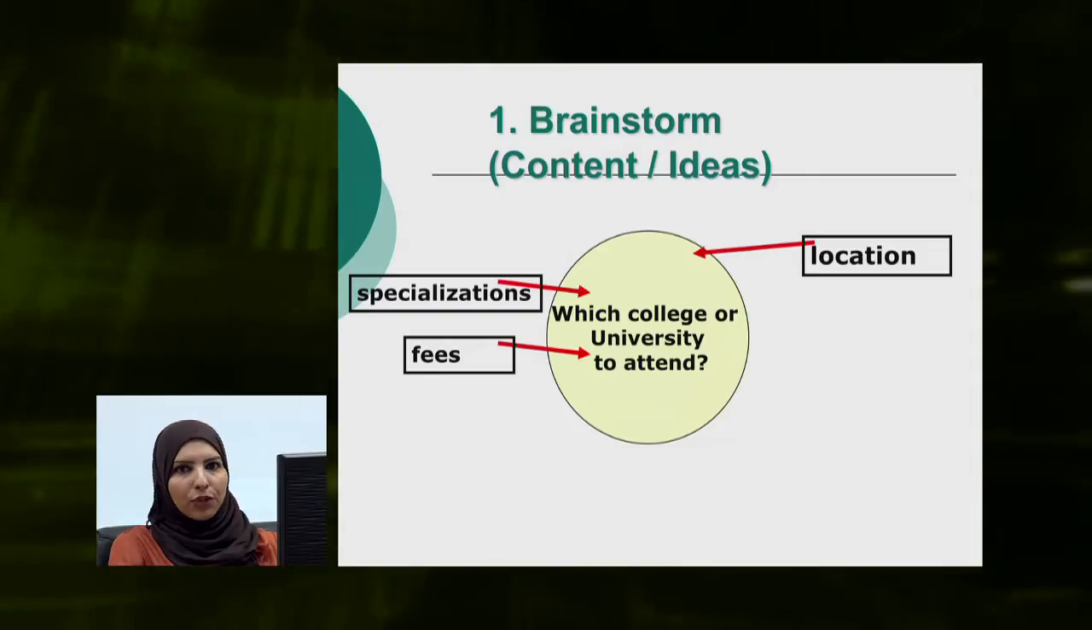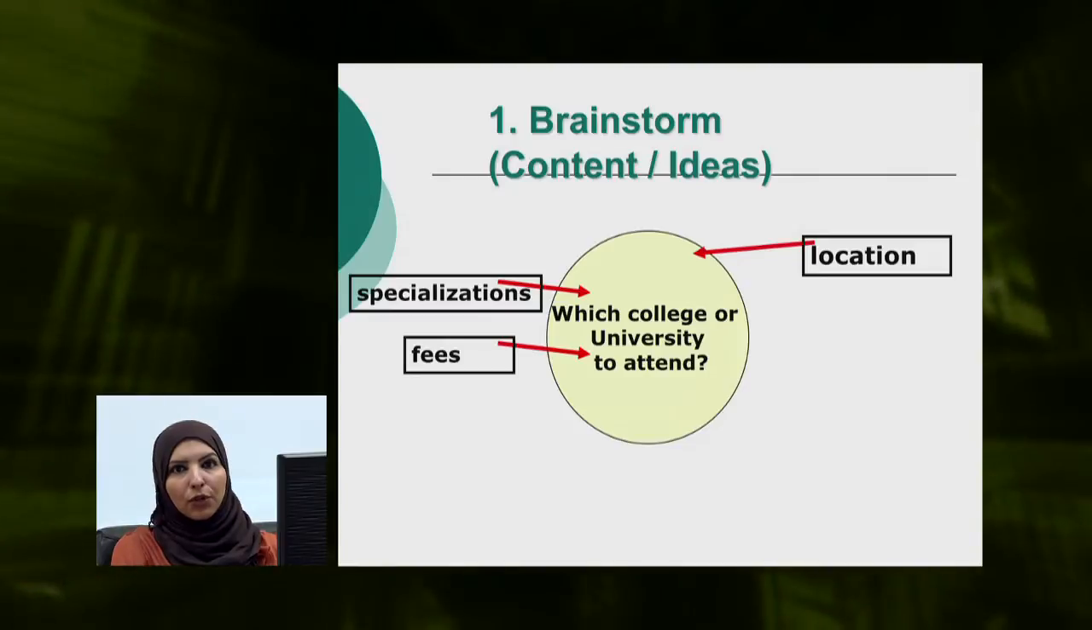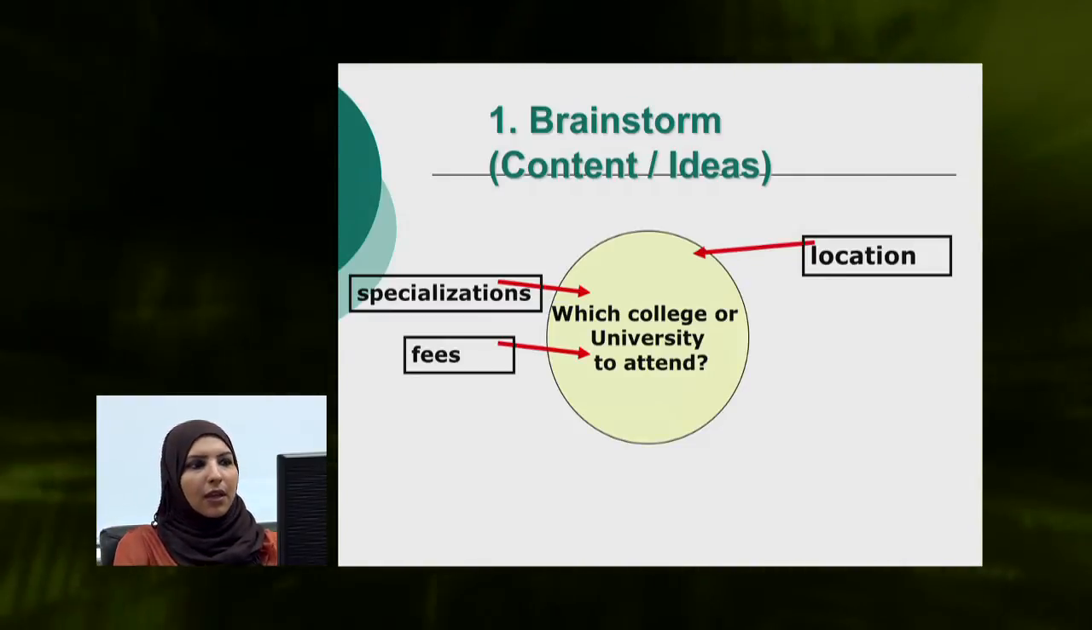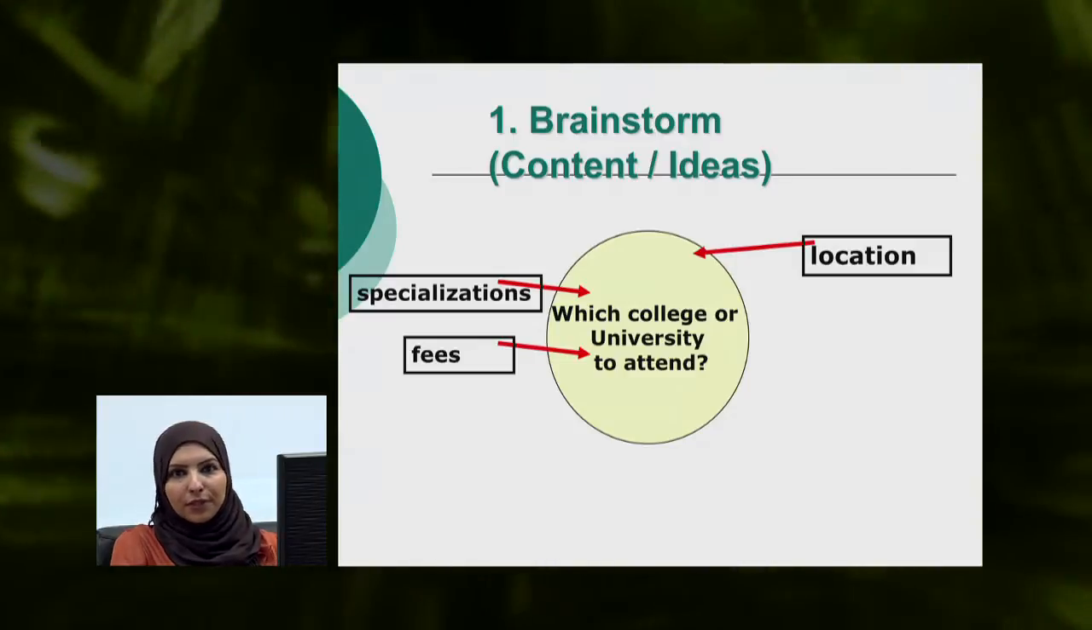The third word that you can brainstorm is fees. We mean by fees, are you going to pay for the college or university or not? Is it free or not? Can your family afford it or not too?